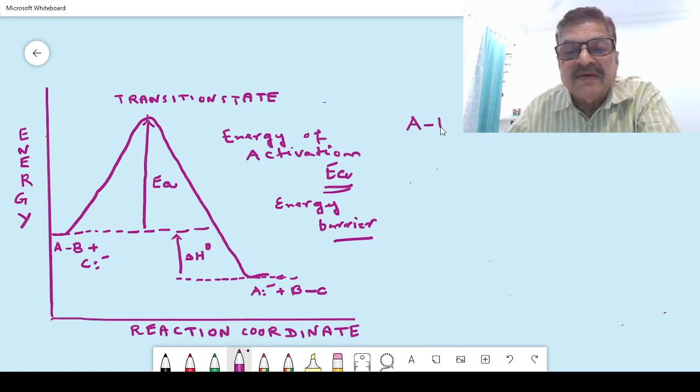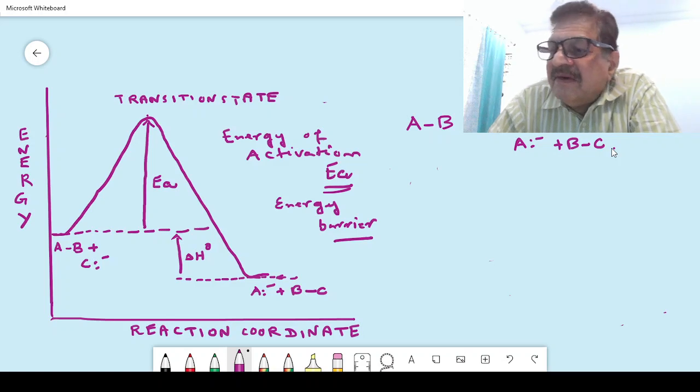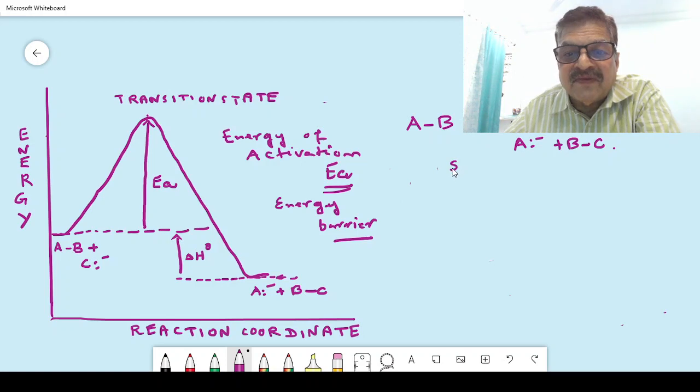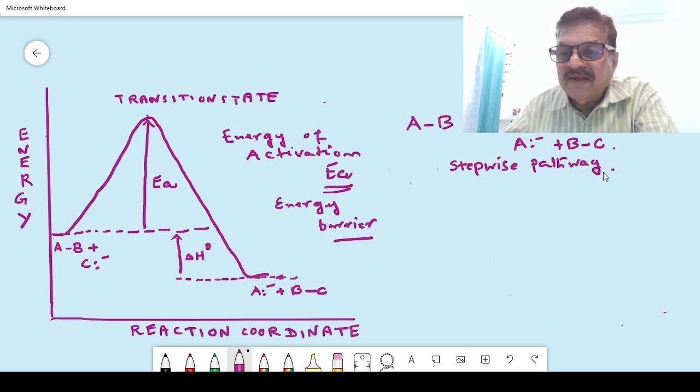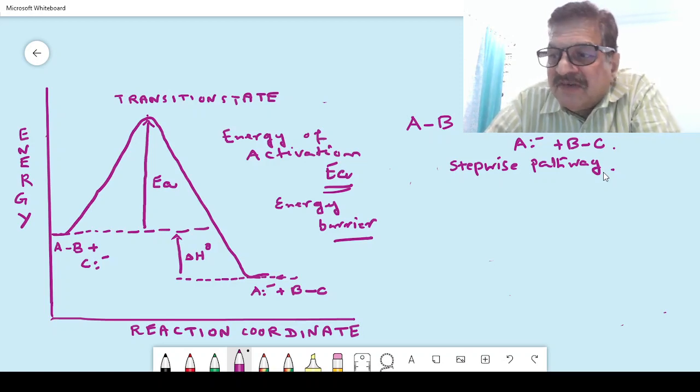AB plus C minus. So, this is the reaction we have been discussing here. So, this will give you A minus plus BC. Okay, now assume that this reaction is proceeding by a stepwise mechanism. That is a stepwise pathway we call it. Stepwise, different steps, pathway. That is a mechanism here. Okay, this is our first assumption. So we presume it is not proceeding in a single step here. The reaction proceeds by a stepwise pathway.